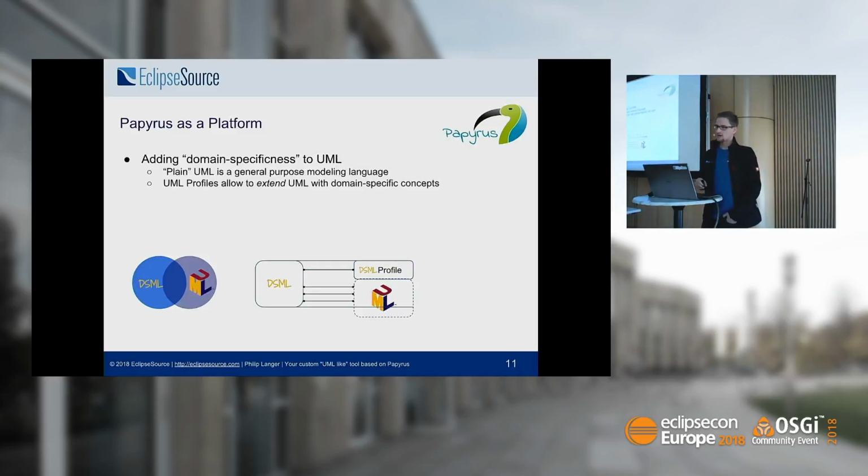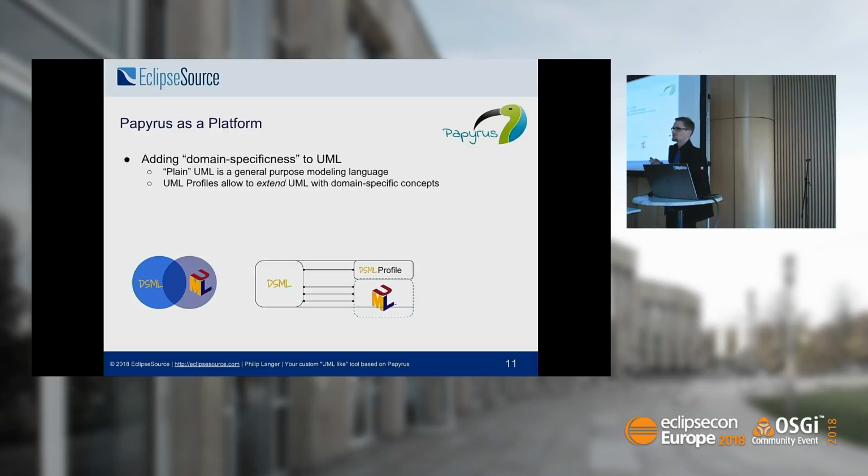So how does it actually work in Papyrus to add the domain specificness of your DSML on top of UML? For this purpose, there is a dedicated concept available in UML, and this concept is called UML profiles. And the idea of UML profiles is that when you look at this pie chart over here again, when your domain-specific modeling language uses a part of that, you map everything that you want to reuse.